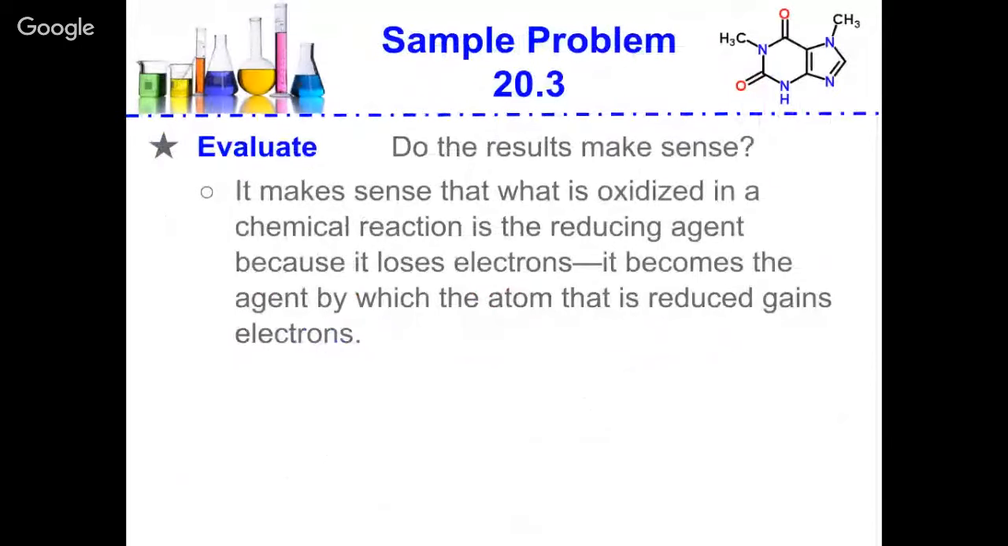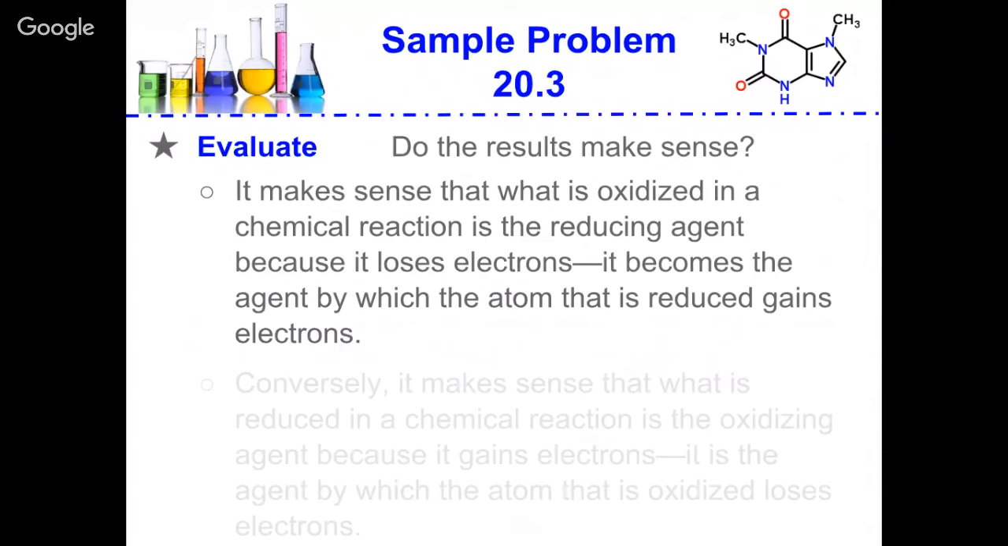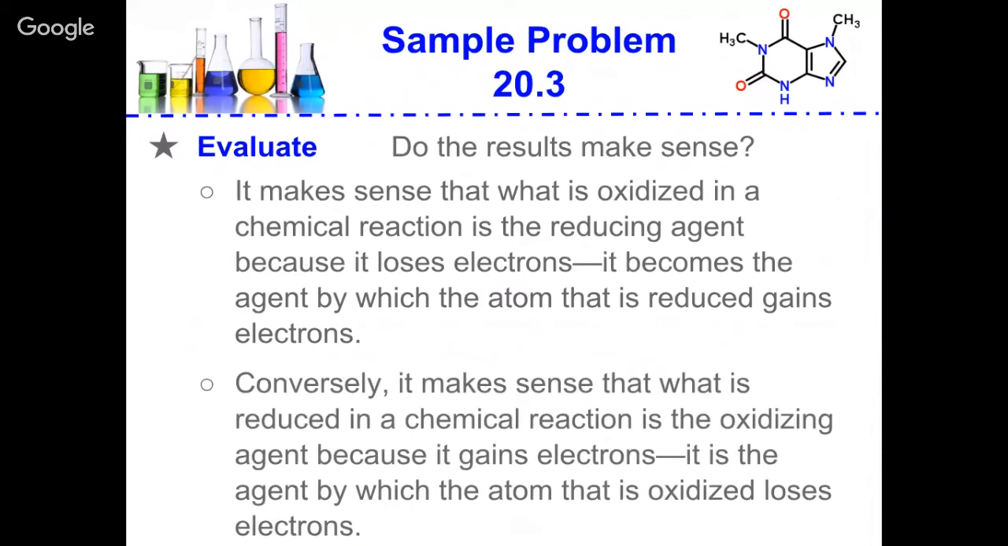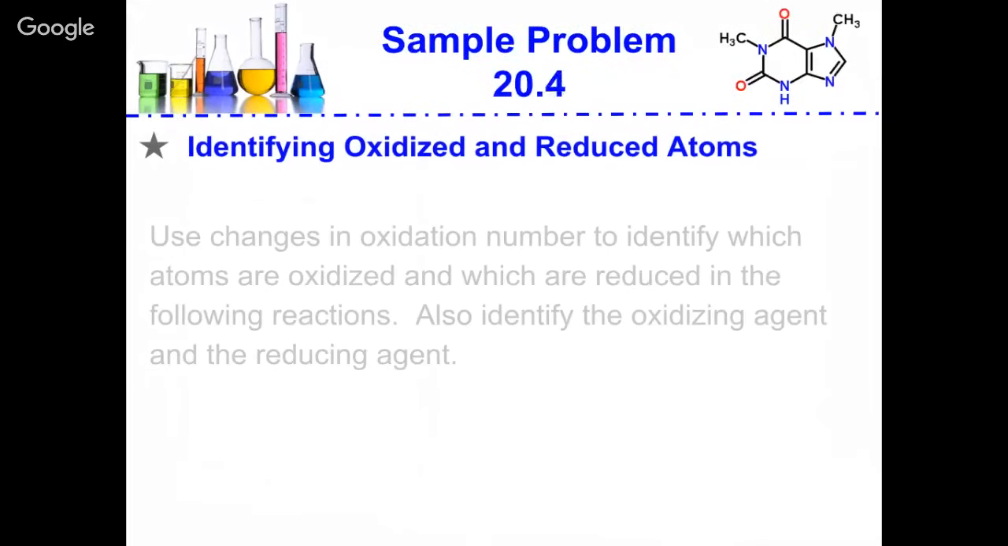It makes sense that what is oxidized in a chemical reaction is the reducing agent because it loses electrons. It becomes the agent by which the atom that is reduced gains electrons. And conversely, it makes sense that what is reduced in the chemical equation is the oxidizing agent because it gained electrons. Okay, let's look at the final problem of the day.